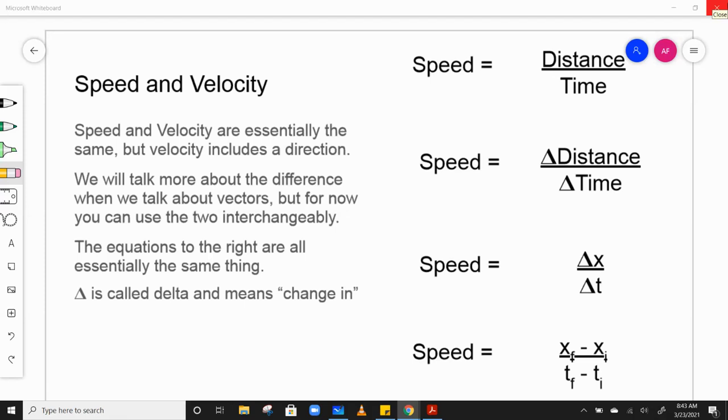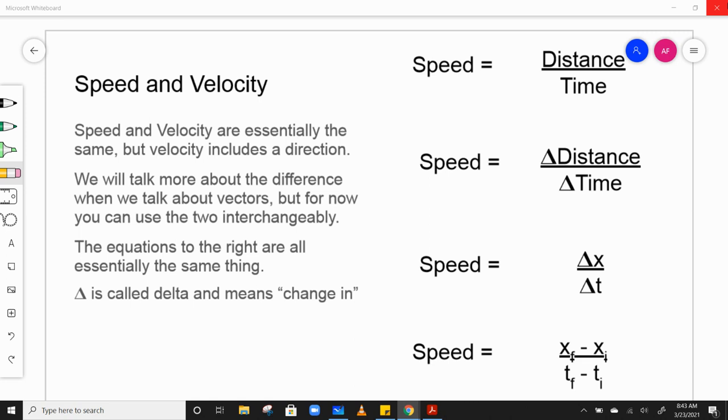Okay, good morning. So today we're going to talk a little bit about speed and velocity. Speed and velocity for all our purposes today are going to be the same thing. However, they're actually not exactly the same thing. We'll talk a little bit more about what the difference between them is on Friday. We'll talk about the difference between displacement and distance, as well as what a vector quantity is.